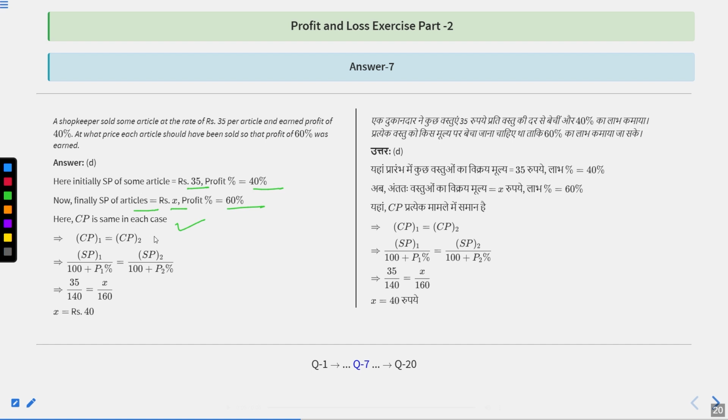So CP1 equals CP2. So we can calculate this value by equating them: SP1 upon (100 plus profit 1) equals SP2 upon (100 plus profit 2). We let the value of selling price of the article be X rupees. So we just put the value of X. First is 35 upon 140 equals X upon 160. When we calculate it, we get the value of X, which is 40 rupees. So D is the correct answer.